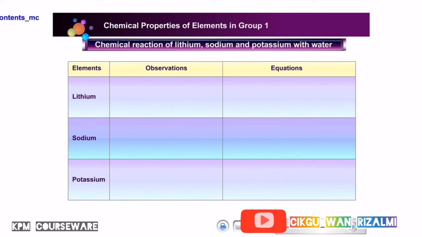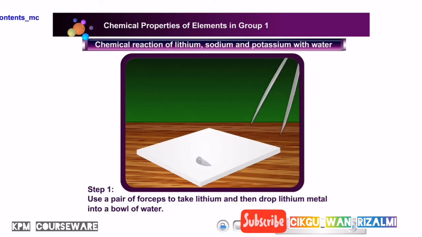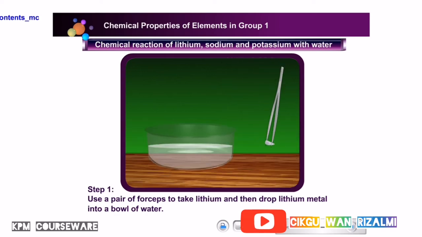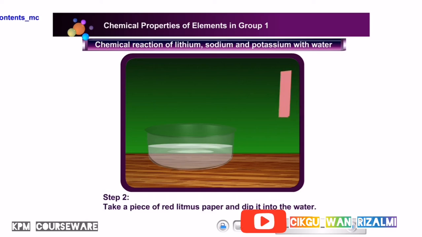Let's now find out the reaction and reactivity of lithium, sodium and potassium with water. Print the table to write in your result. Use a pair of forceps to take lithium and then drop lithium metal into a bowl of water. Take a piece of red litmus paper and dip it into the water. Write what happens to the red litmus paper in the table.